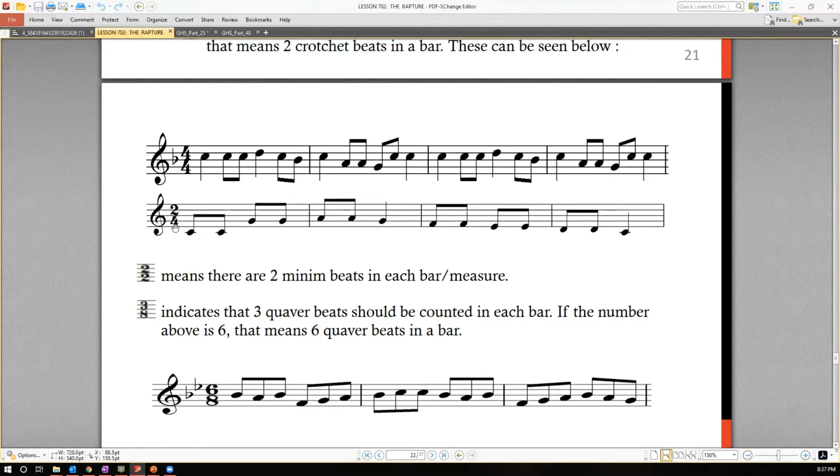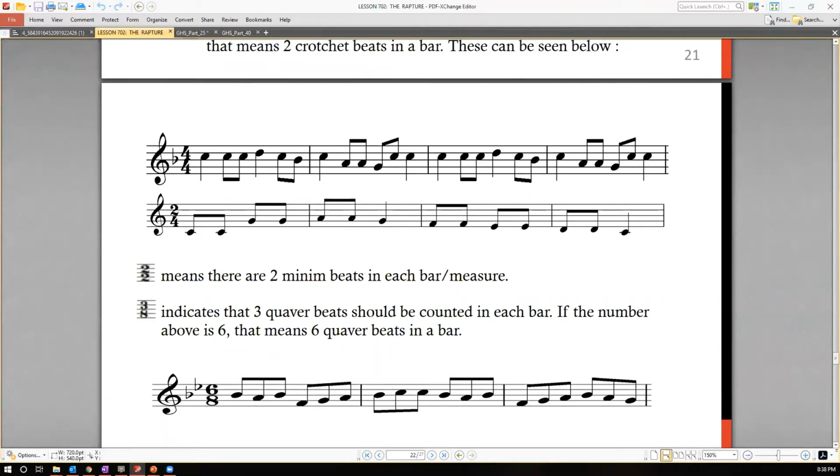The next one is a 2/4. Remember we said the 2 means 2 beats in one bar, and the 4 means that 1 beat, 1 crotchet note, is equivalent to 1 beat. So 2/4 means that there are 2 beats in each bar.